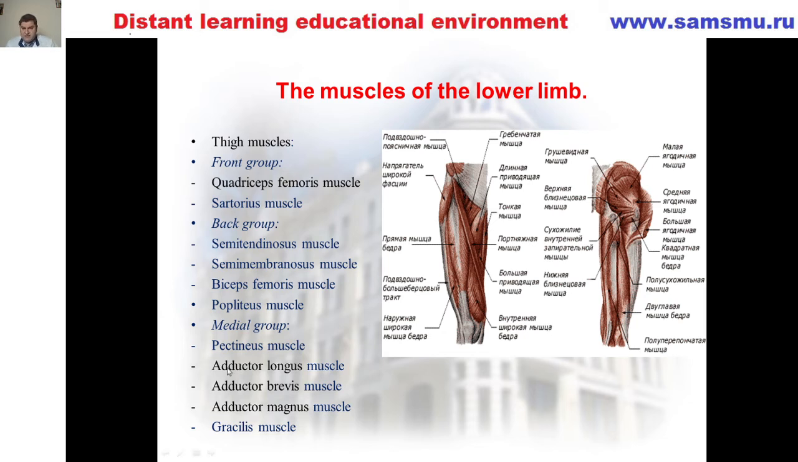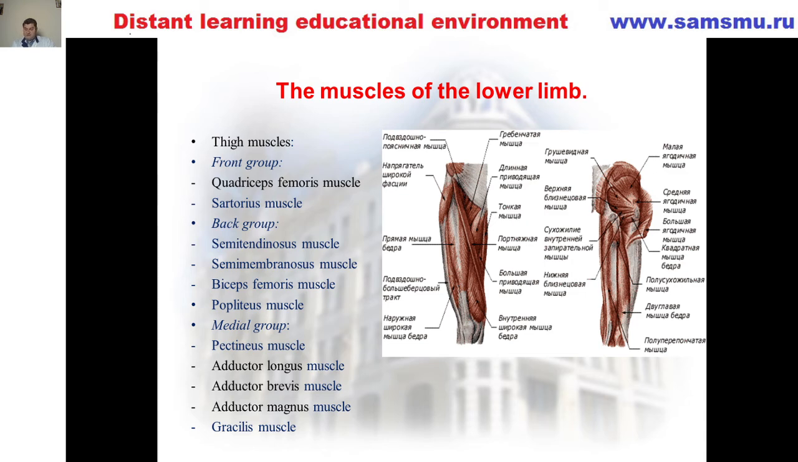And next we'll talk about the adductor muscles. You may see three adductors: longus, brevis, and magnus. The adductor longus muscle originates on the anterior surface of the superior ramus of the pubic bone and attaches to the medial lip of the linea aspera femoris in its middle third. Its fibers, like the fibers of the other adductors, extend downwards and laterally.